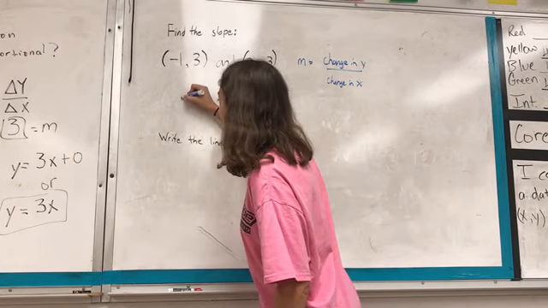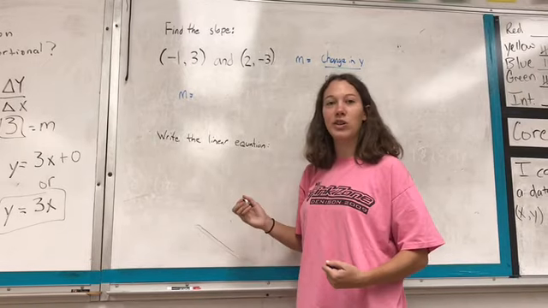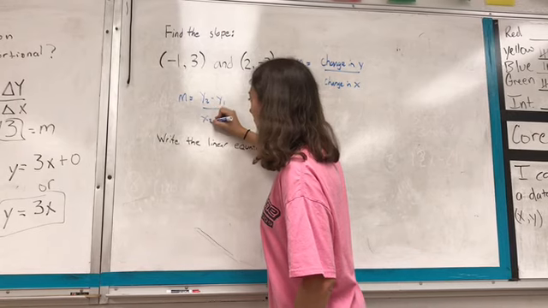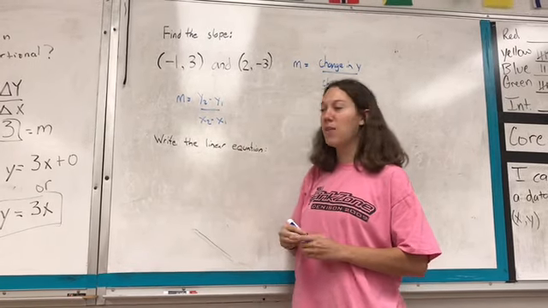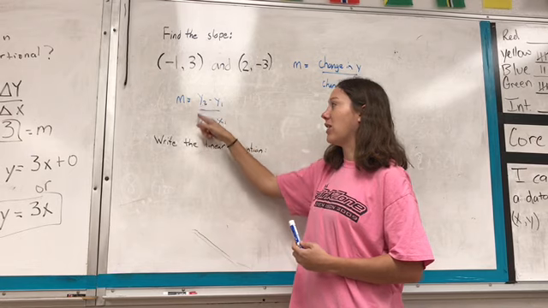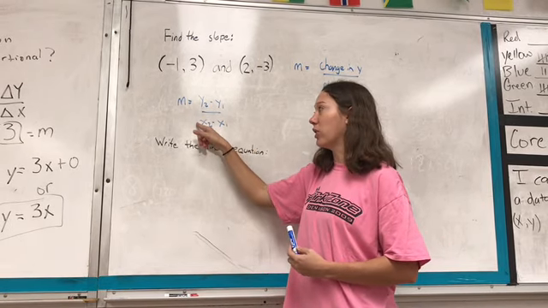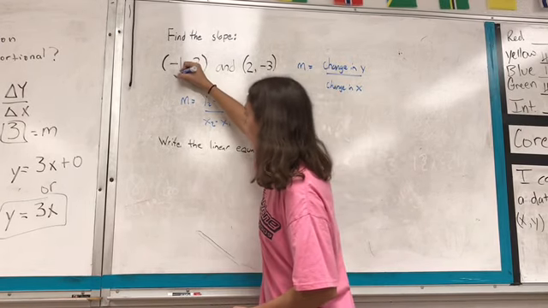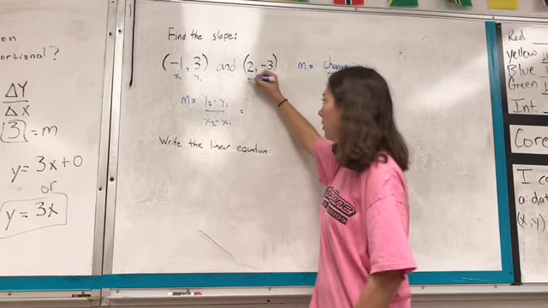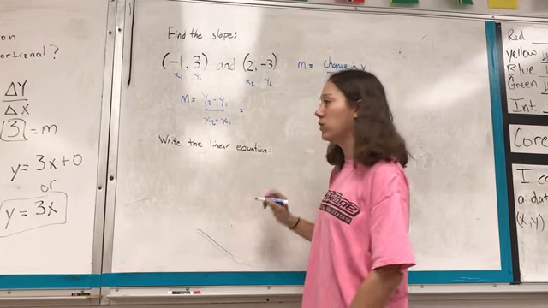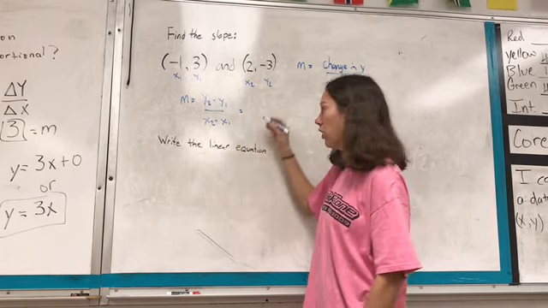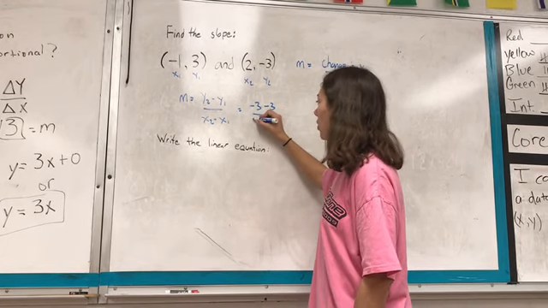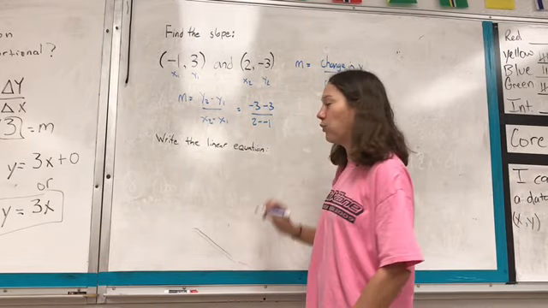For our slope m, the easiest way that I always do this is y2 minus y1 over x2 minus x1. You got to make sure that the x and y that are straight above each other come from the same coordinate point. So in this case, this is our x1, y1. This is our x2, y2. We're just going to plug those points into our formula to get negative 3 minus 3 over 2 minus negative 1.